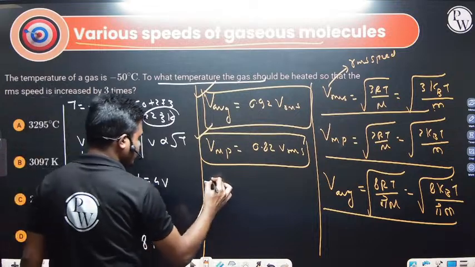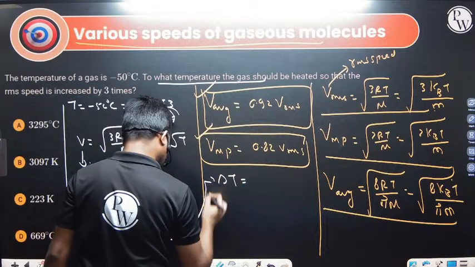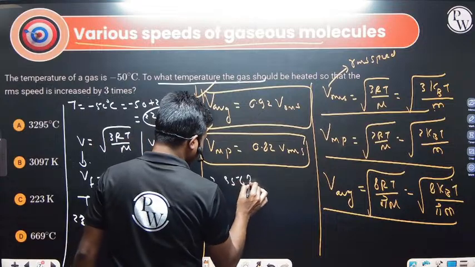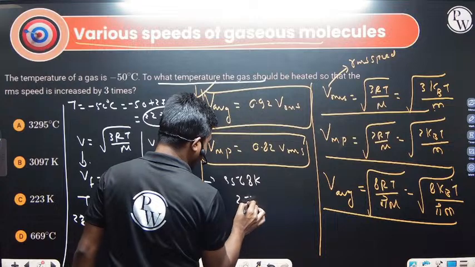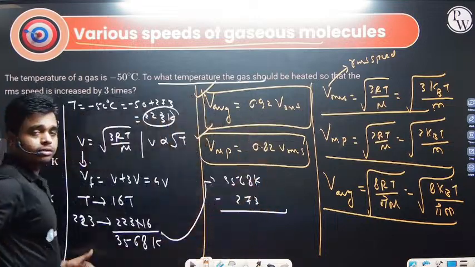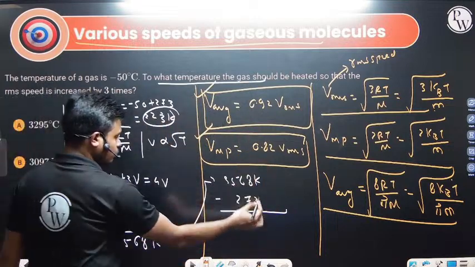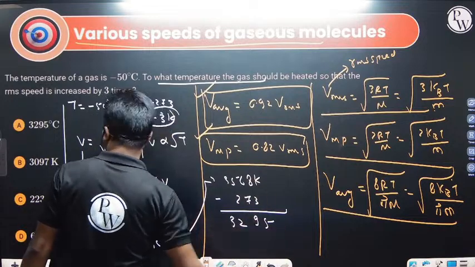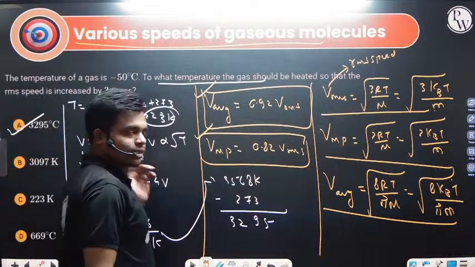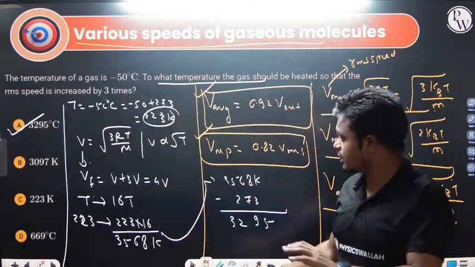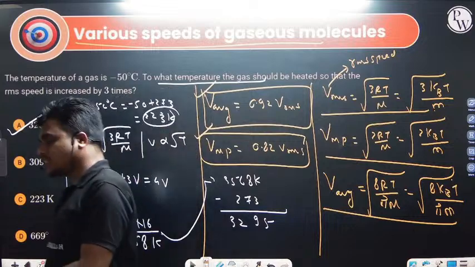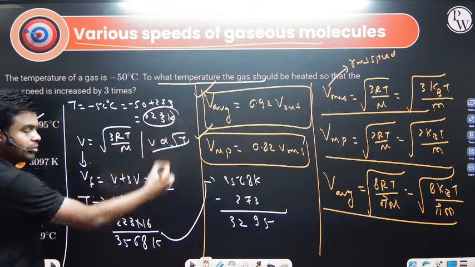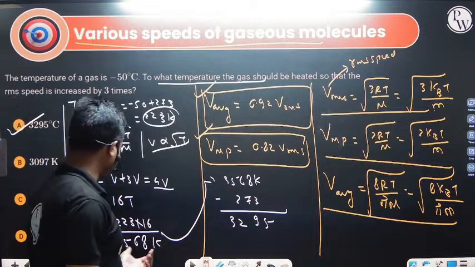What is the change in temperature? We are getting 3568 Kelvin. If you subtract 273, we will get the temperature in Celsius, which is 3295 degrees Celsius. So the answer is 3295 degrees Celsius. Up to this temperature, the RMS speed of the gas molecules will increase by 4 times, because the temperature will become 16 times.